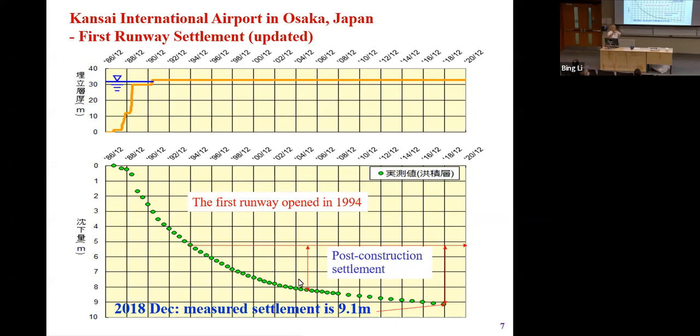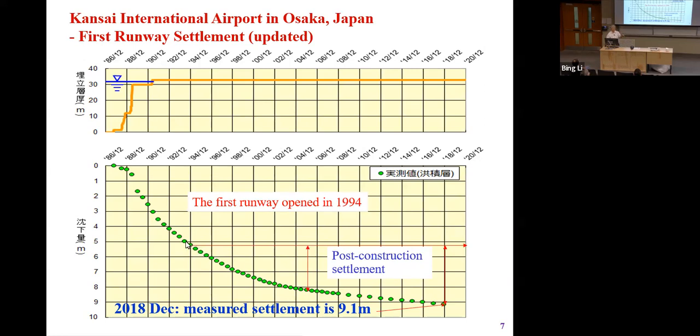So the vertical load is constant, but the sediment continued to increase a lot. In the sediment, maybe some is due to primary consolidation, but some is due to creep. Especially the creep part can be very big. The first runway opened in 1994, around 3 years later, but further sediment occurred.